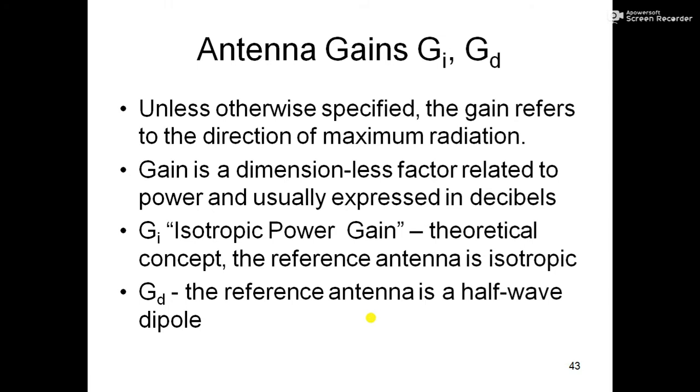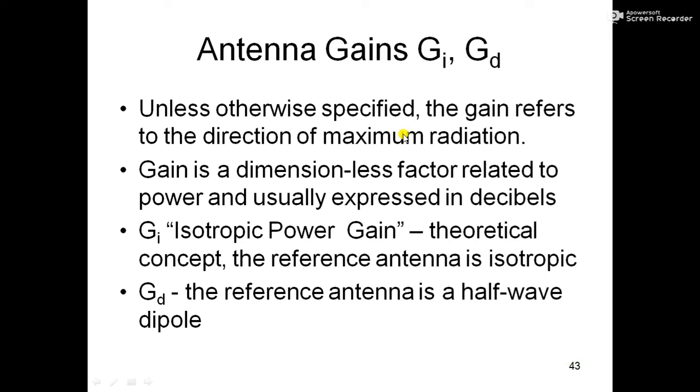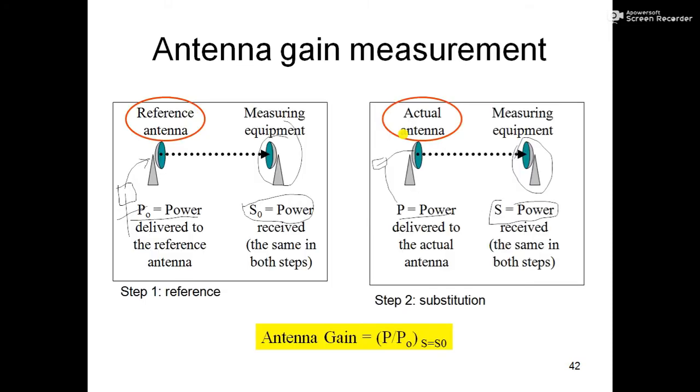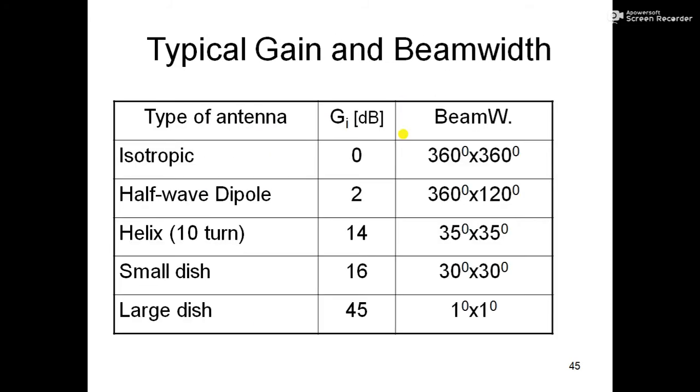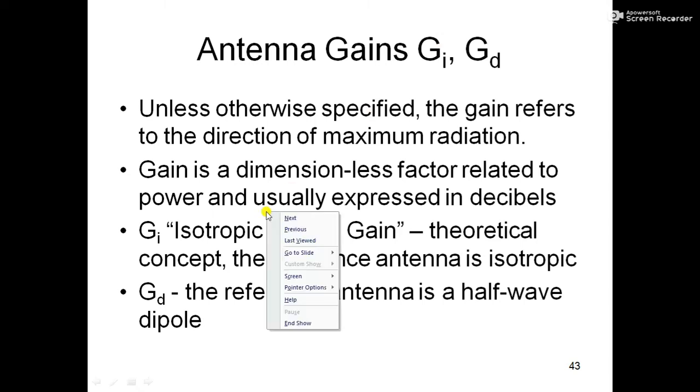Gi is the isotropic power gain, the theoretical concept. The reference antenna is an isotropic antenna. If the reference antenna is an isotropic antenna, then we say that this is the isotropic gain. And if the reference is a dipole antenna, then we say that this is the dipole gain, the half-wave dipole gain. So these are two methods for representing the gain. If our gain is measured with reference to an isotropic antenna, Gi, then in dB we say that this is dBi.